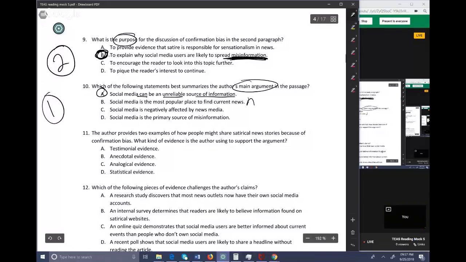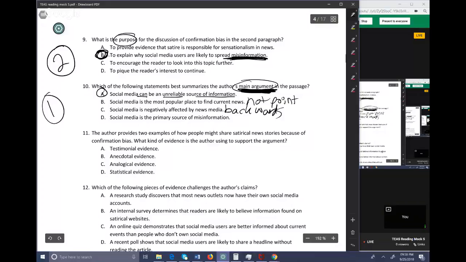Plus, it's not the point. So even if we did actually know for sure that that is the most popular place, we would need to keep in mind that it's not the main argument. "Social media is negatively affected by news media" would be to say news is badly influencing social media. So that's sort of backwards. And again, not the main argument.